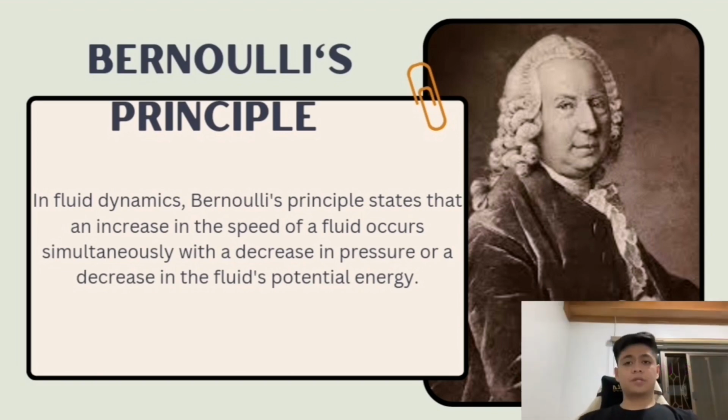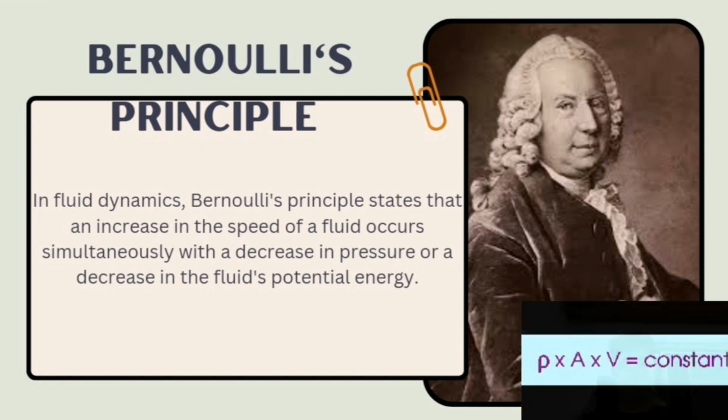To understand the Bernoulli equation, one must first understand another important principle of physical science, the continuity equation. It simply states that in any given flow, the density times the cross-sectional area of the flow times the velocity is constant. The continuity equation is written as density times cross-sectional area of flow times velocity equals constant.